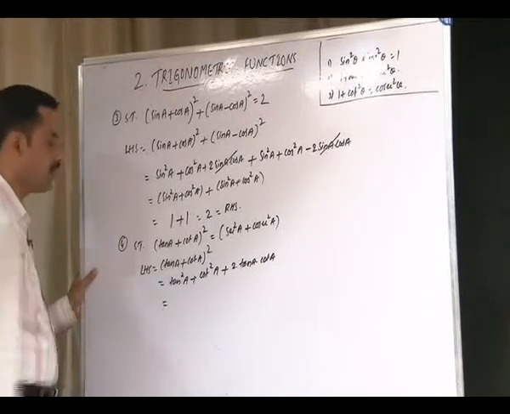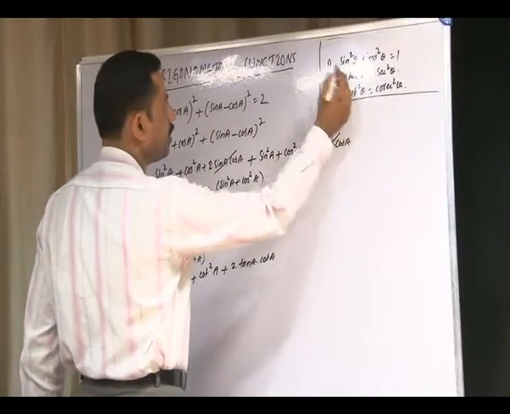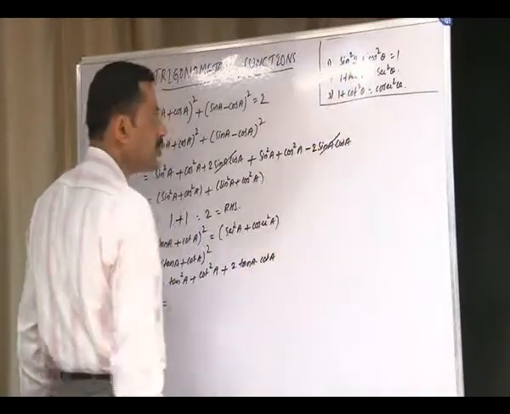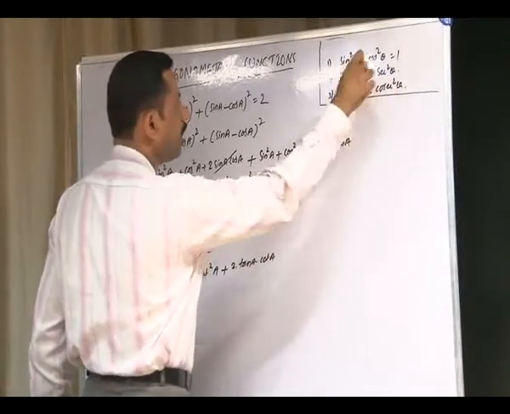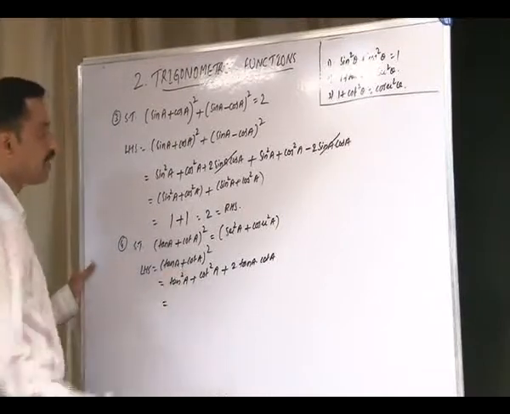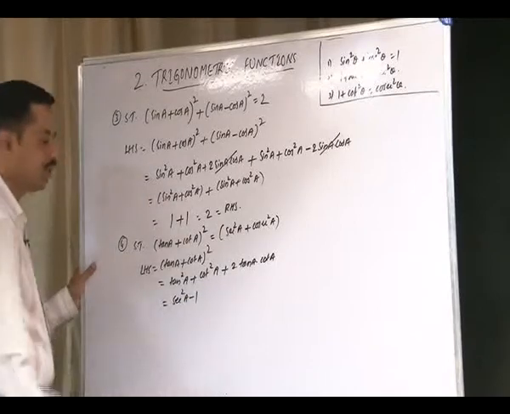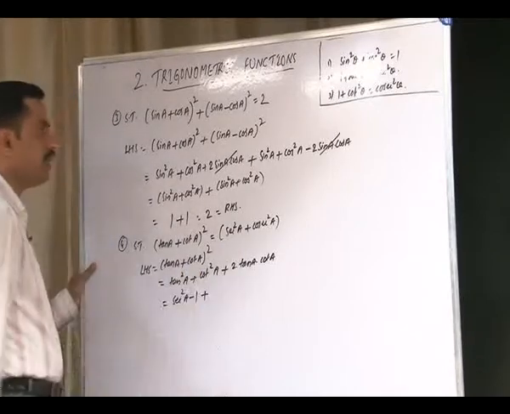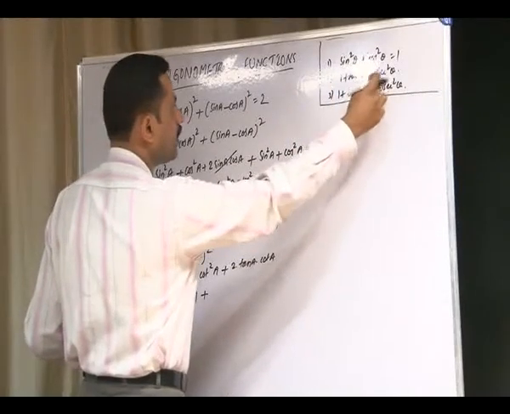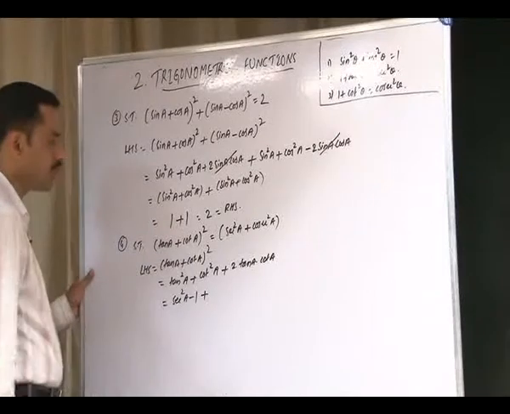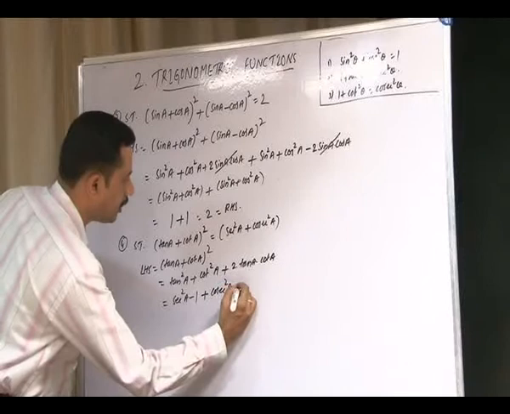So next, tan square A can be written, according to this identity 1 plus tan square theta is equal to secant square theta. Therefore tan square theta becomes equal to secant square theta minus 1. So here tan square A can be written as secant square A minus 1, plus cot square A. According to this identity, cot square theta is equal to cosecant square theta minus 1, so cosecant square A minus 1.